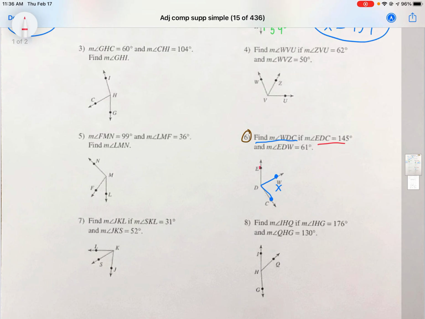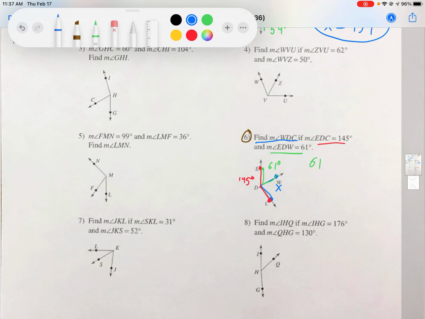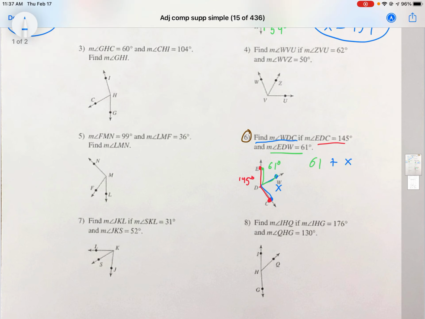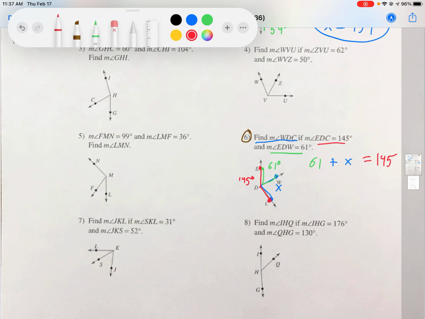So next, EDC is 145 degrees. This is the entire big angle. And measure of angle EDW is 61 degrees. So this one, as I think you can see just from how I've written this, is going to look a little bit different. Essentially now, I have 61 degrees for one of my small angles. I am adding that to the measurement of my other small angle. And I get the big angle's measurement, which is 145 degrees.